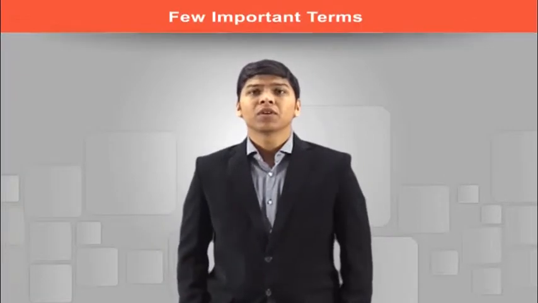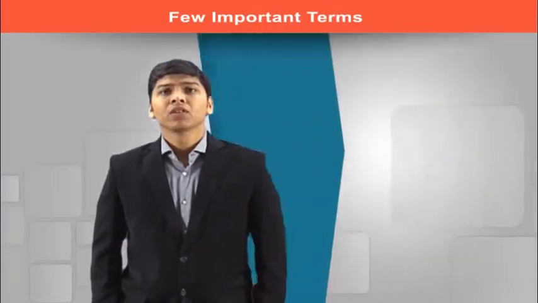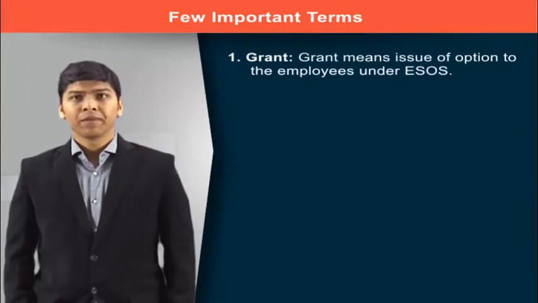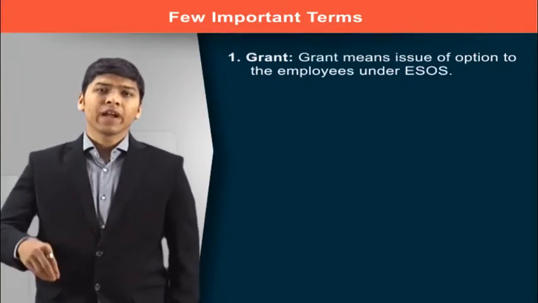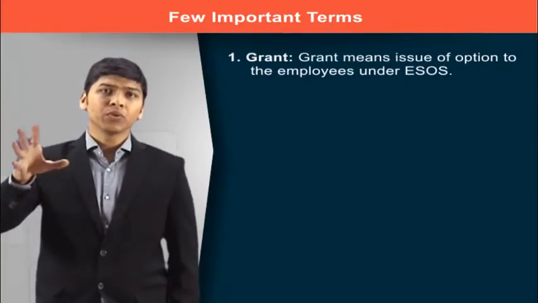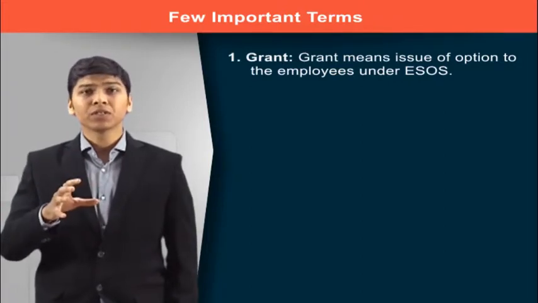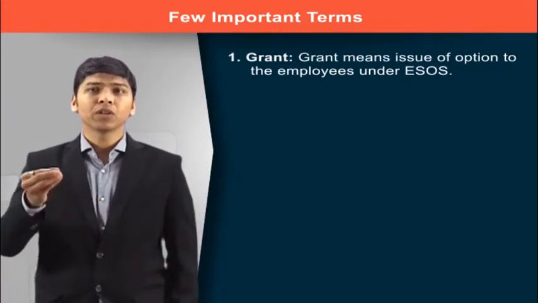See, there are 6 important terms which have been mentioned. The first is grant. What do you mean by grant? Say I am granting something, or I grant you the leave or whatever. It means that you are issuing something. So as far as ESOP is concerned, grant means issue of option to the employees.